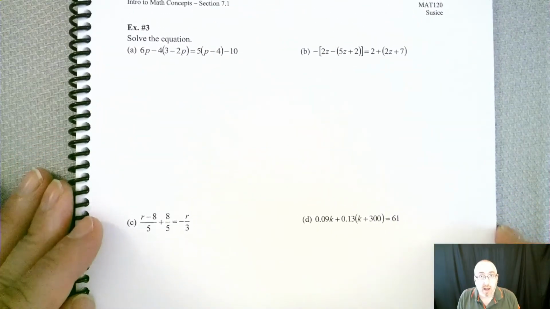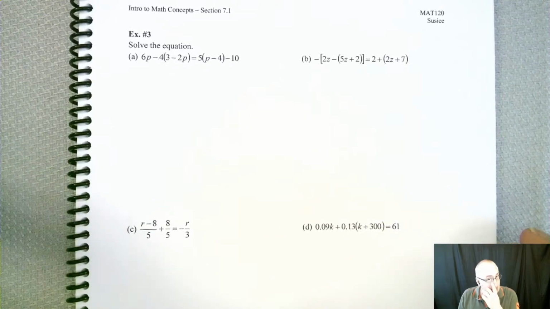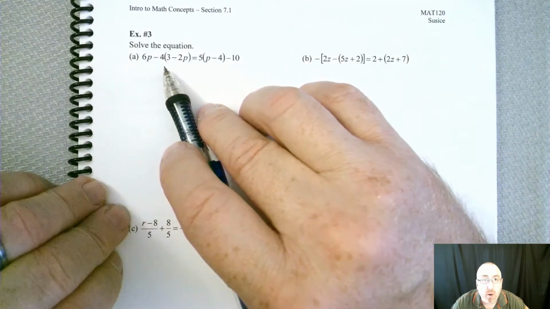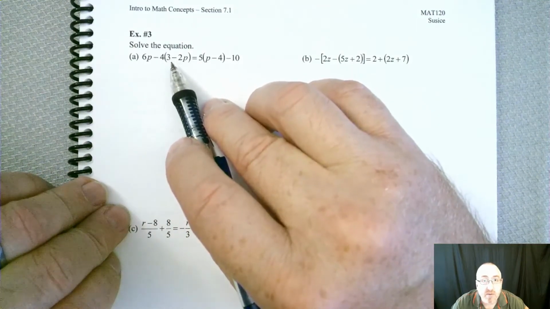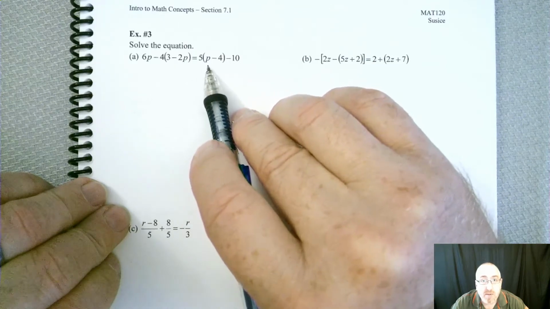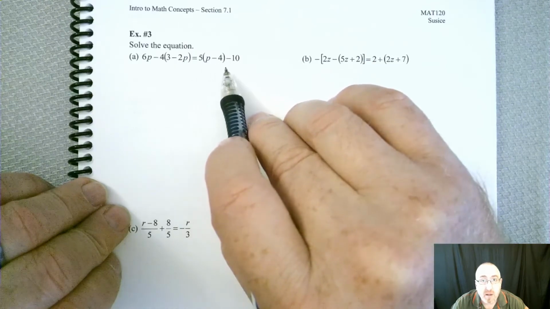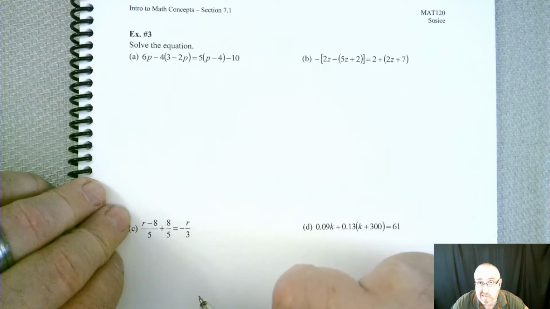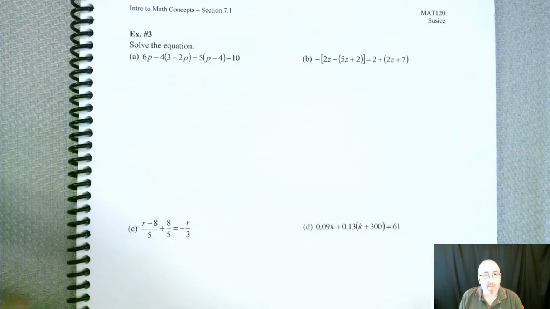So we got a few good ones. 6p minus 4 times, in parentheses, 3 minus 2p equals 5 times p minus 4 in parentheses minus 10. So where do we start with that one? Well, parentheses do come first. They still want to try to get rid of those first. Before we start combining and moving stuff around, let's get rid of those parentheses first.